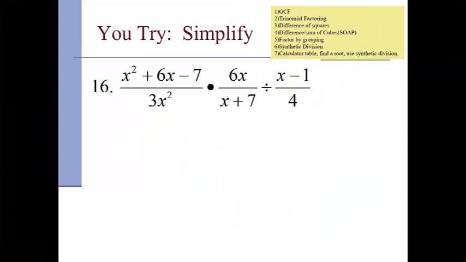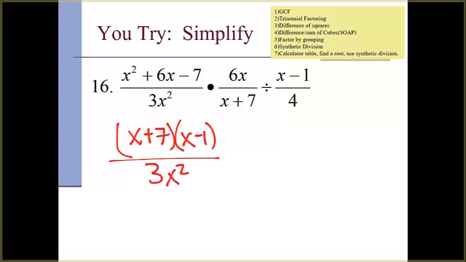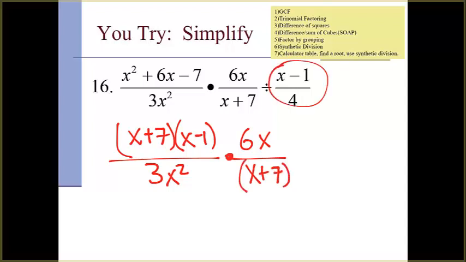All right, a couple more. So we have the top part here, we got x plus 7, x minus 1. We have the 3x squared. He doesn't change. We have the 6x. We have the x plus 7. I'm going to put him in parentheses. He doesn't change. This guy here, because of the division sign, we put the top 4, the bottom x minus 1. And now I have everything ready to go for canceling.